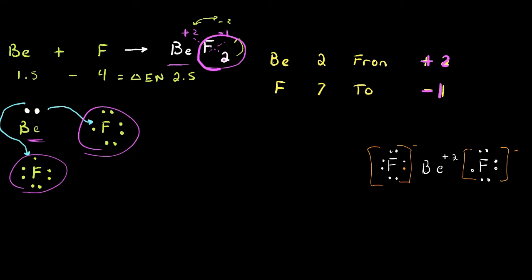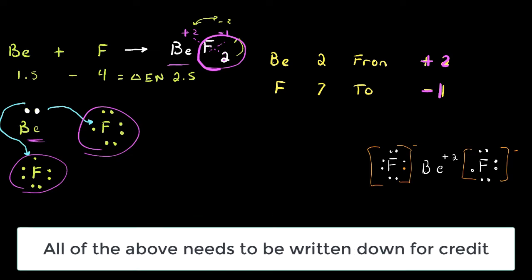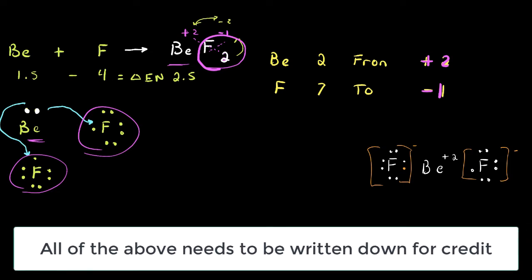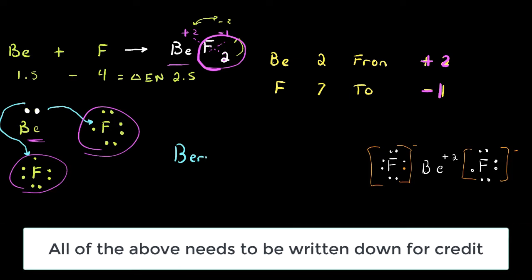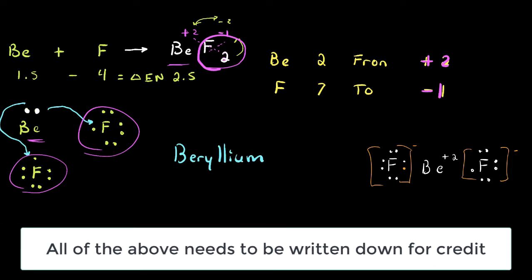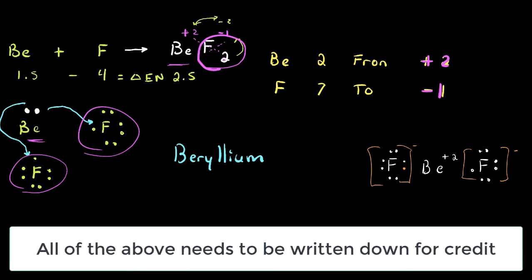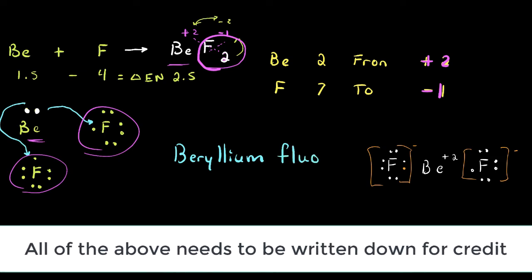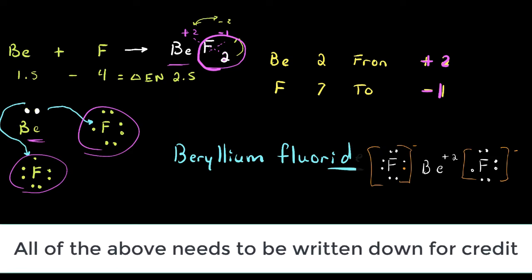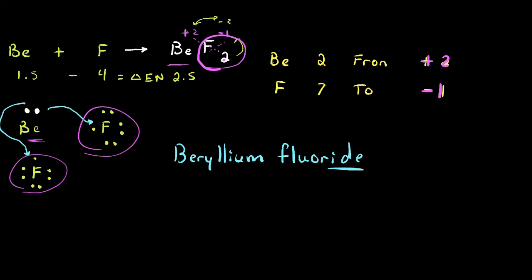Okay, so the last item of business that we have to have here is we got to name this thing. So with this one, you're going to have beryllium. And then we're going to put the last part. We're going to have fluoride. Now, why the -ide suffix? Because this thing has formed a chemical compound.